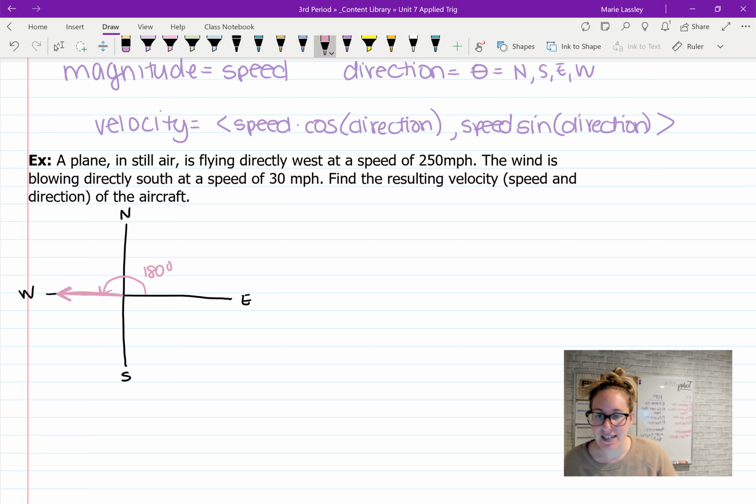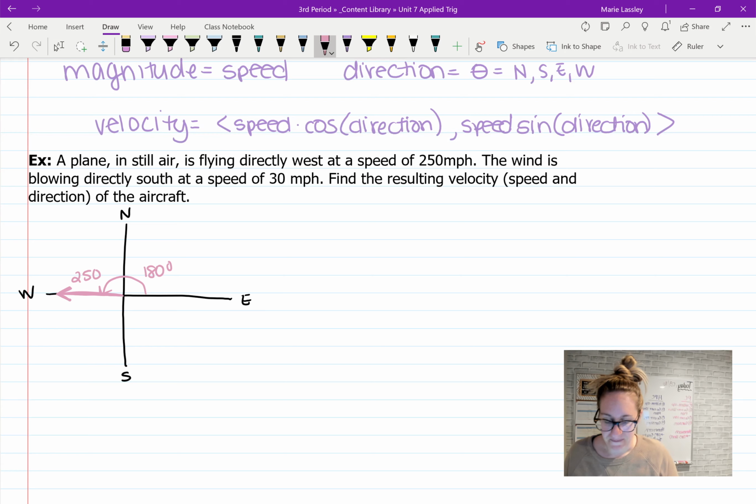It says we're flying at a speed of 250 miles per hour, so our speed is 250 miles per hour. This is our plane. I'm going to call this vector P for plane, not very original. Putting this into component form, I know it hasn't said that yet, but I know I'm going to need this, so I'll go ahead and do it. It's my speed, 250, times the cosine of my direction angle, 180, comma, 250 sine of 180. I'm going to leave it like that.